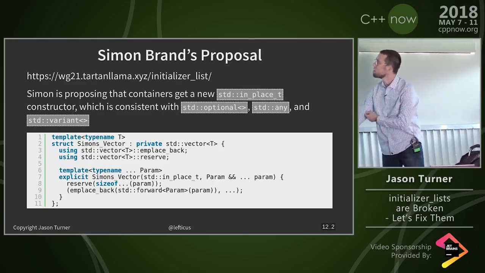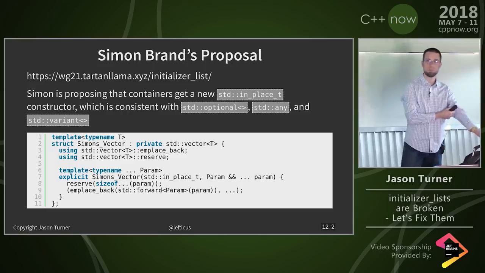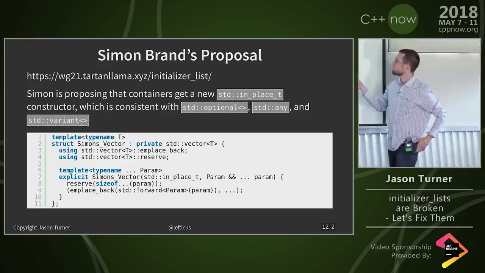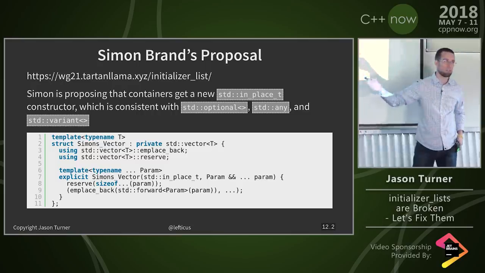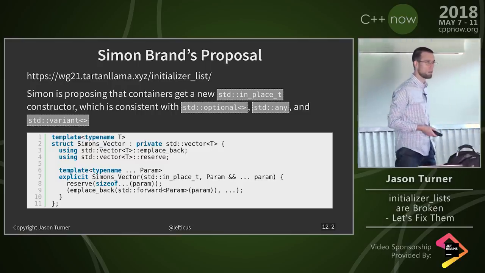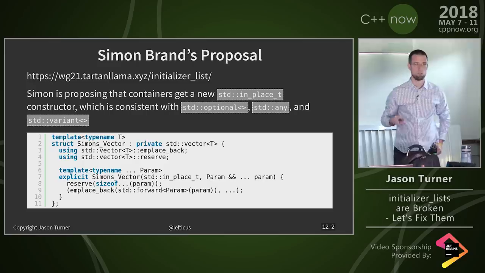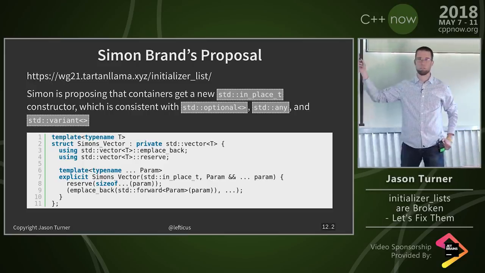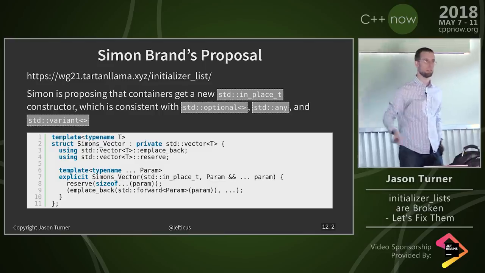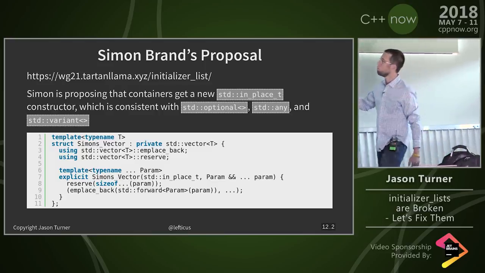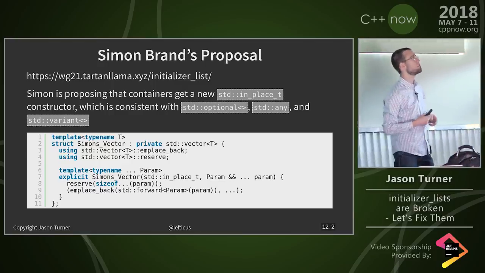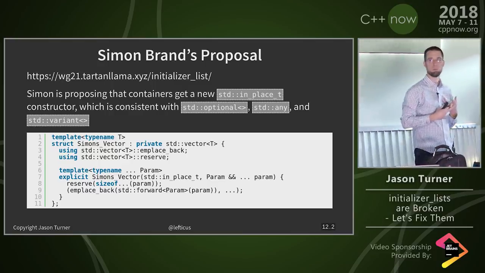So, Simon Brand, are we all familiar with him? Tartan Llama has a proposal up right now. That is effectively what we've been doing, but the first parameter is in place t. And with in place t, we get to avoid this ambiguity of the variadic forwarding reference template thing. My earlier version wasn't copy constructible or move constructible because of that.